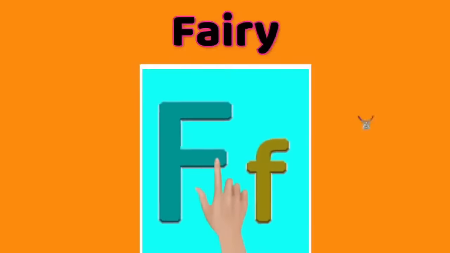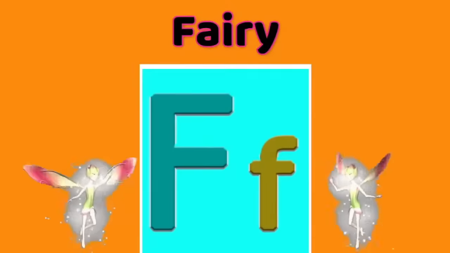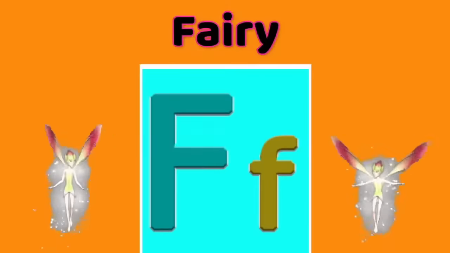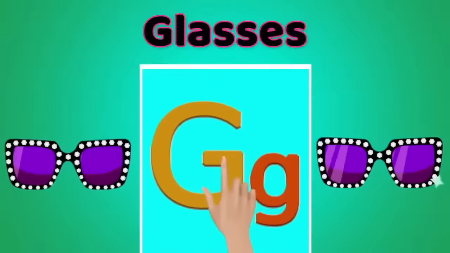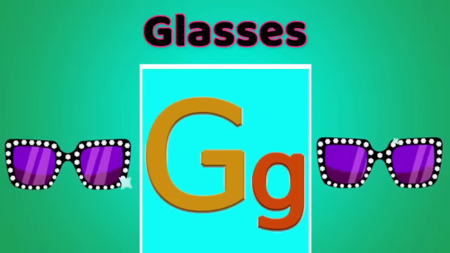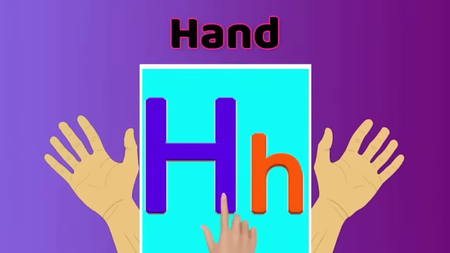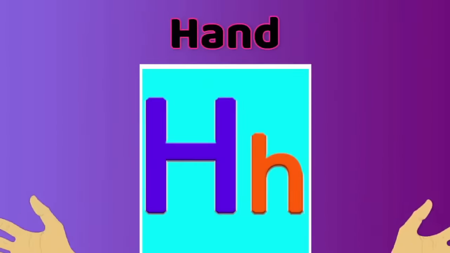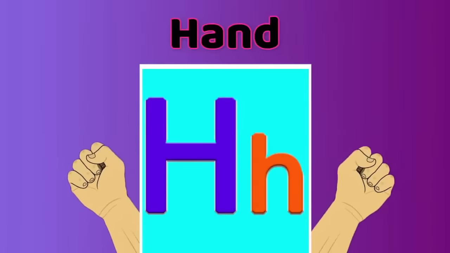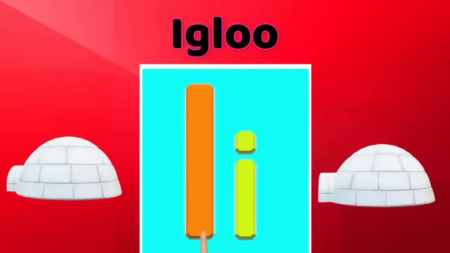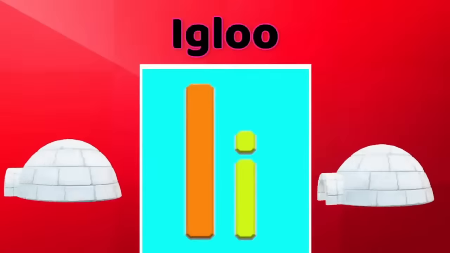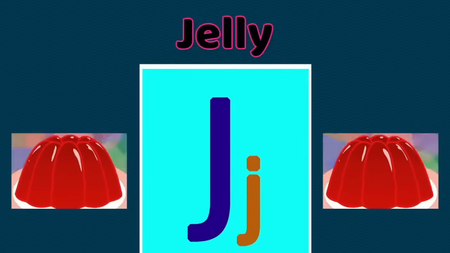F. F is for fairy. F-F-Fairy. F-Fairy. G is for glasses. G-G-Glasses. G-Glasses. H is for hand. H-H-Hand. H-Hand. I is for igloo. I-I-Igloo. I-Igloo. J is for jelly. J-J-Jelly. J-Jelly. F, G, H, I, J.